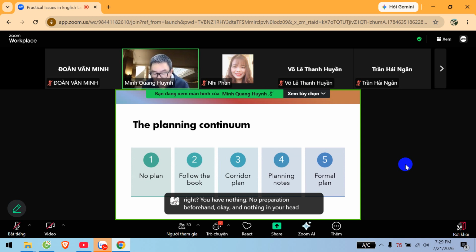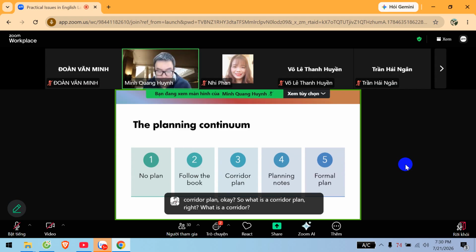Number two is a little bit better than no plan, but you still don't have a real plan. You just follow the book. If the book is very good and you know what to do with the things in it, you can just follow the book. For example, I can come to class, open the book and say, open your book to page 50, we are going to learn vocabulary, and so on. So that's number two. Number three is what we call a corridor plan. So what is a corridor plan? What is a corridor?